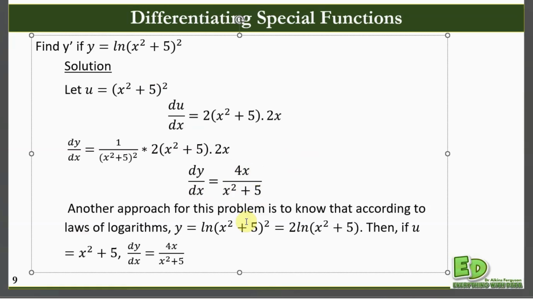Another approach for this problem is to know that, according to the laws of logarithm, y is equal to ln of (x squared plus 5) all squared, which gives 2 ln of (x squared plus 5). Then if u is equal to x squared plus 5, dy over dx is 4x over x squared plus 5. This is the same procedure. It's just explaining how you can go about this with a different approach, right? So we can use these basic steps to solve any natural log function.